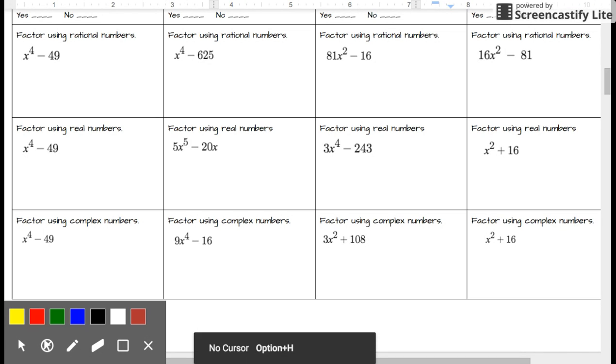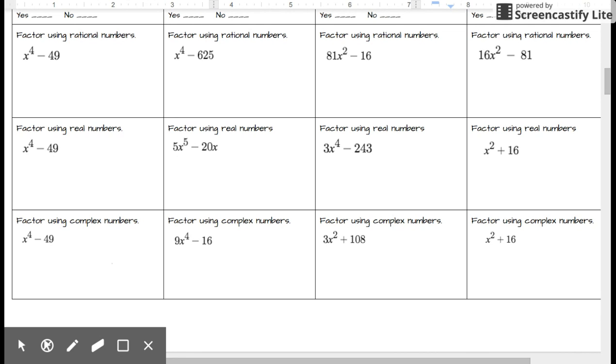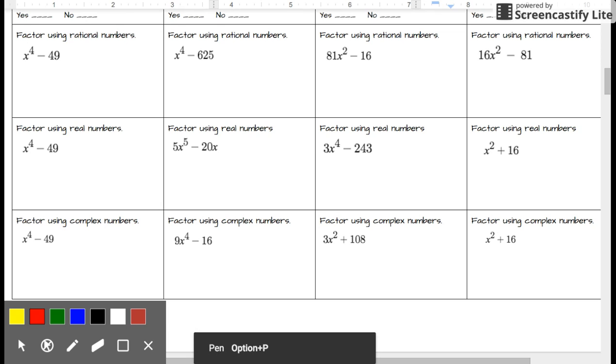Okay, so now knowing that we can factor some expressions using rational numbers, irrational numbers, and complex numbers, then let's factor the following expressions here. X to the fourth minus 49 is a difference of two squares because x to the fourth is a perfect square and 49 is also a perfect square. Now, we are asked here to factor using only rational numbers.